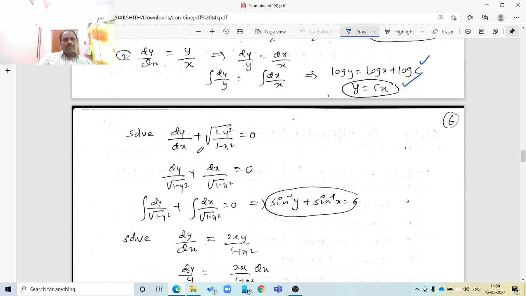And next, this is dy by root 1 minus x square equals dx. Whenever the question is in this form, you have to take the integration. Its integral is sin inverse y, integral is sin inverse x, that is equal to c.